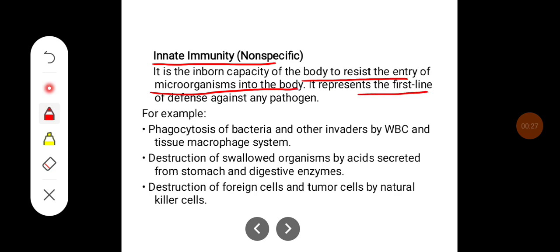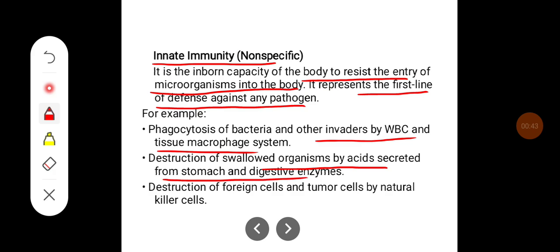It represents the first line of defense against any pathogen. For example, phagocytosis of bacteria and other invaders by WBC and the tissue macrophage system. Destruction of swallowed organisms by acid secreted from the stomach and digestive enzymes. Destruction of foreign cells and tumor cells by natural killer cells.